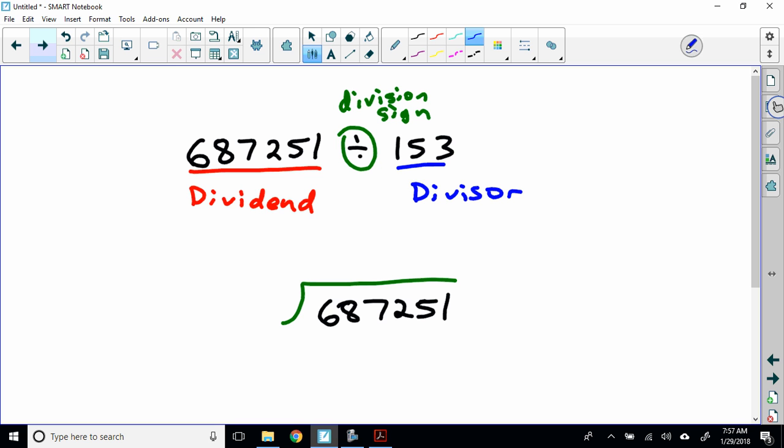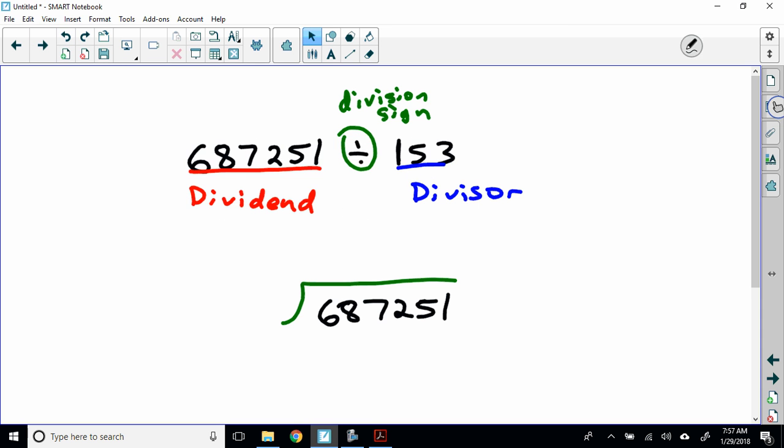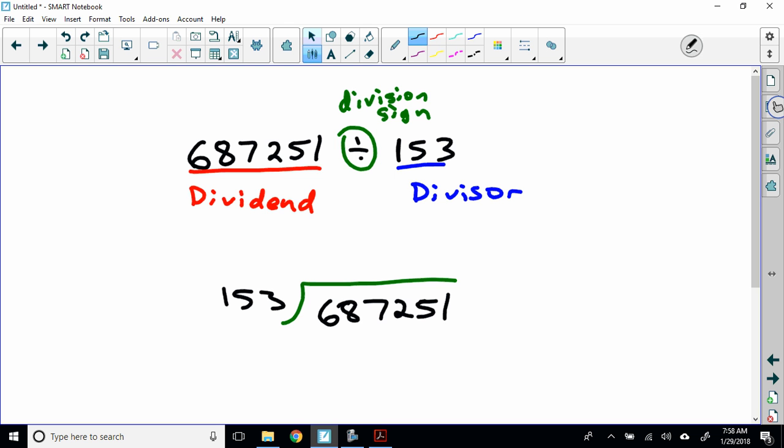Anyway, the divisor. So that divisor, when we divide this way, goes out here, right? So whatever that ends up equaling is what we like to call our answer, and it's called the quotient. Good, nice. The answer is the quotient.